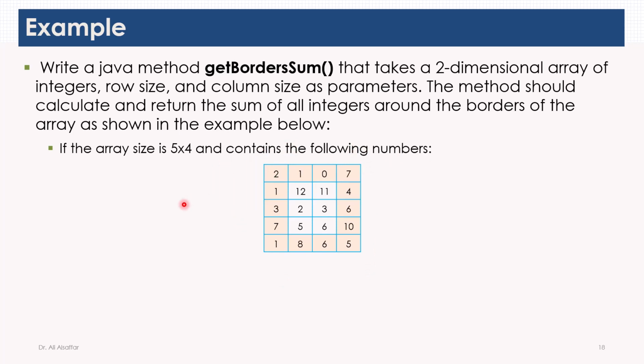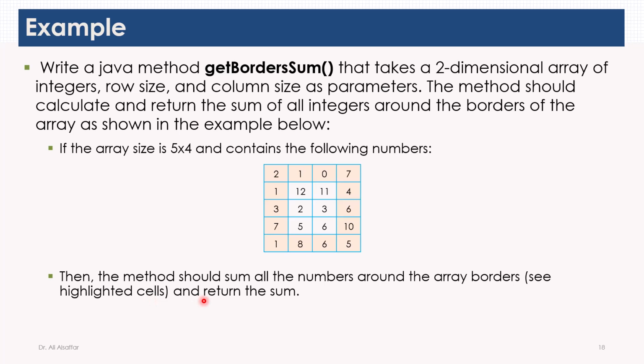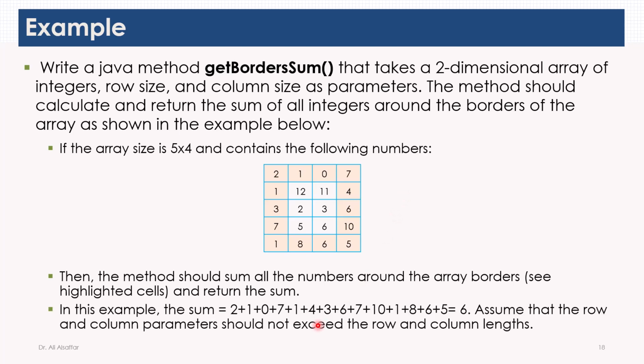Now where are the border cells? The border cells are shaded. So the first row and the last row, the first column and the last column. Then the method should sum all the numbers around the array borders, which are shown here in highlighted cells, and return this sum. In this example, the sum is equal to 2 plus 1 plus 0 plus 7 for the first row, and then 1 and 4, and 3 and 6, 7 and 10, and then 1 plus 8 plus 6 plus 5. This assumes that the row and column parameters should not exceed the row and column lengths.